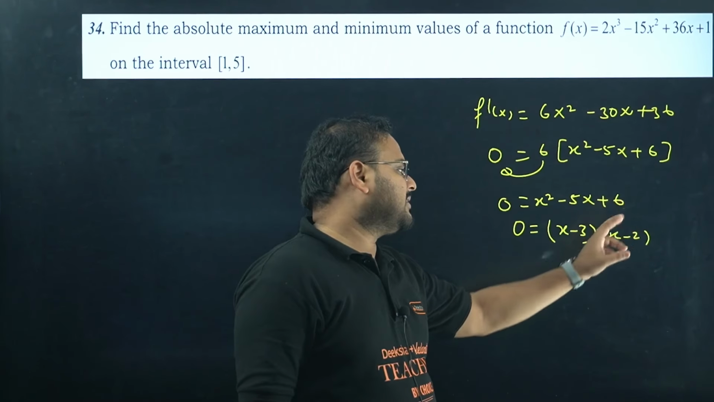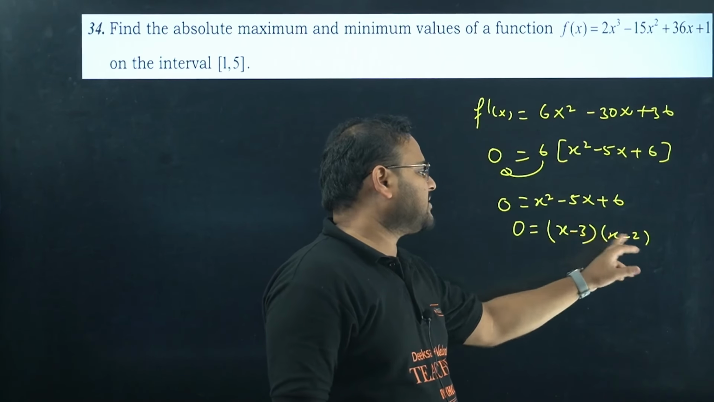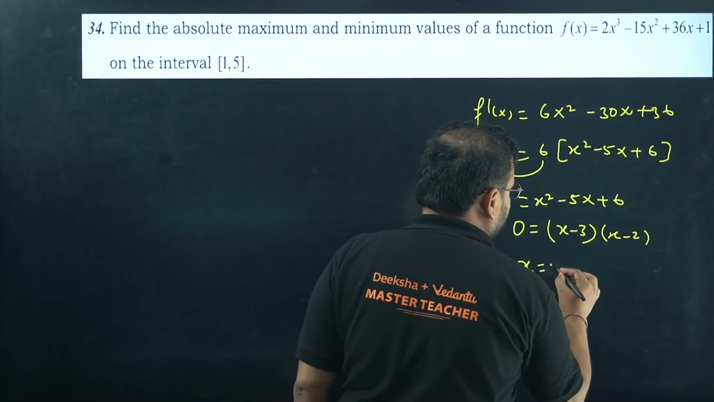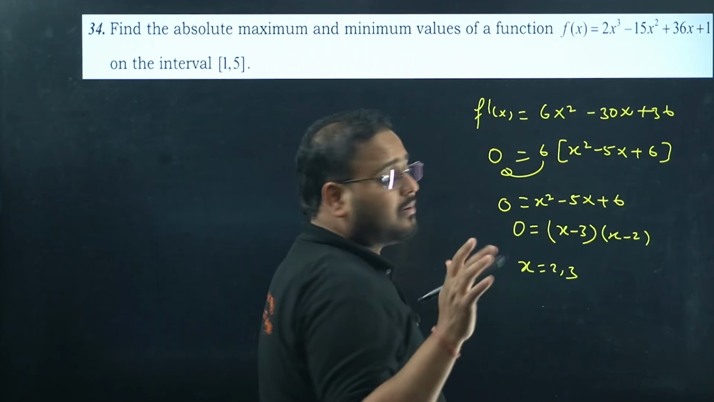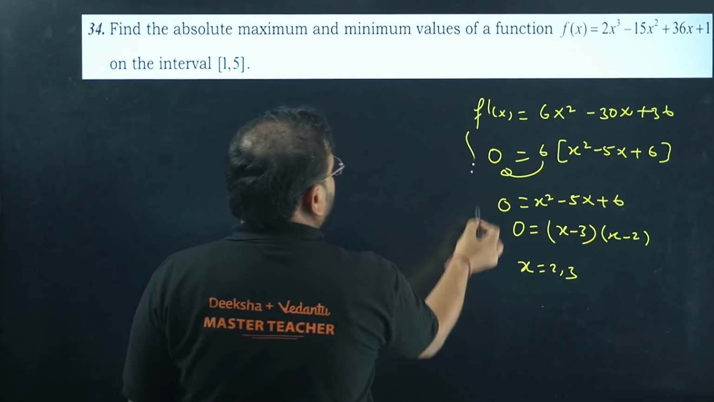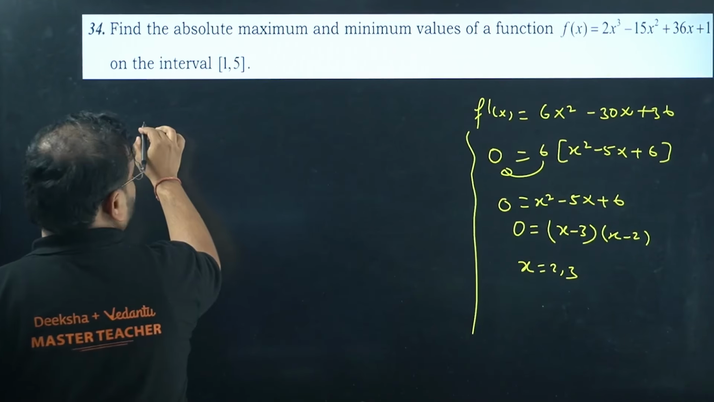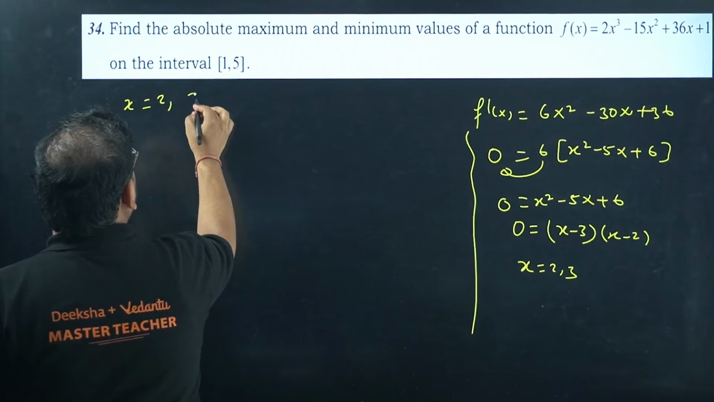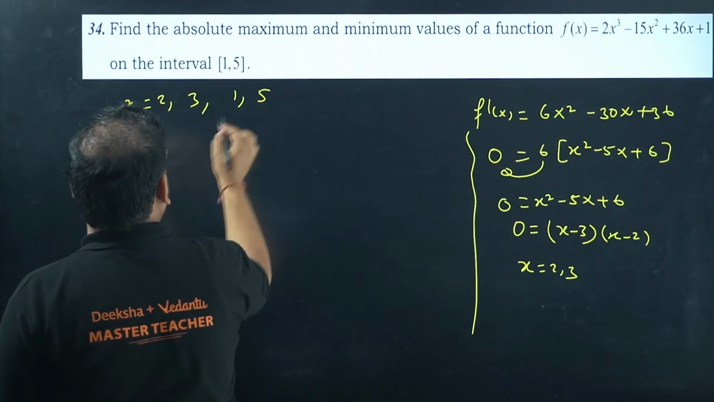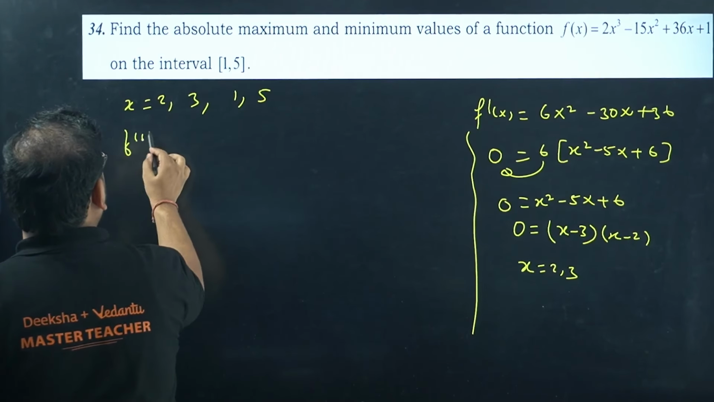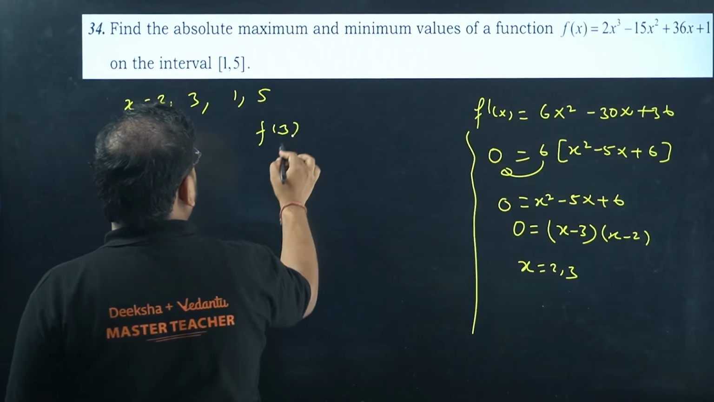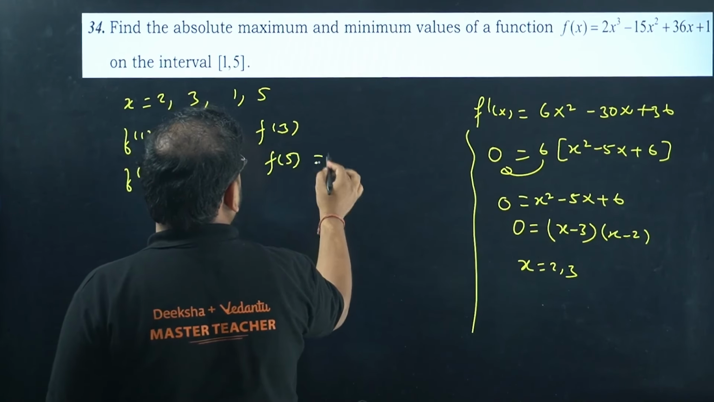Minus 3 into minus 2 is minus 6. x into x is x square, and minus 3x minus 2x gives me minus 5x. Critical points are 2, 3. So total number of points that we have now is 4. Points we have 2, 3, we also have 1 and 5. So let's find f of 1, f of 2, f of 3 and f of 5.